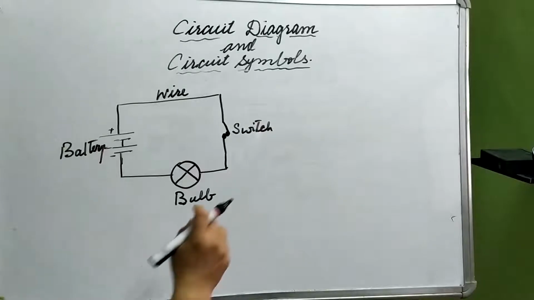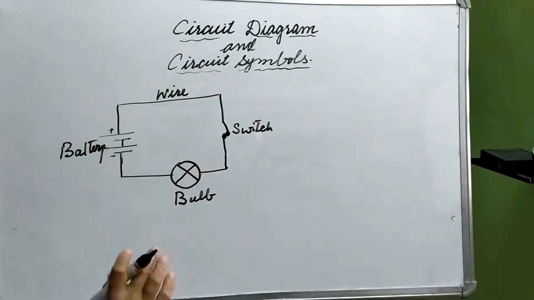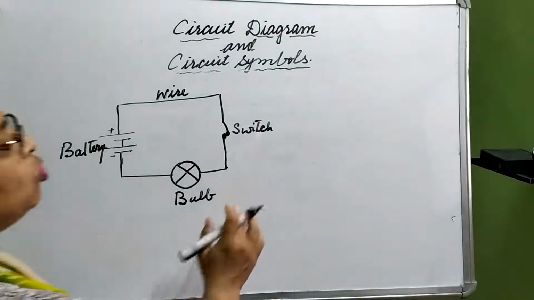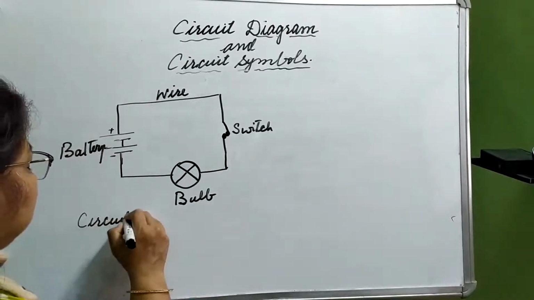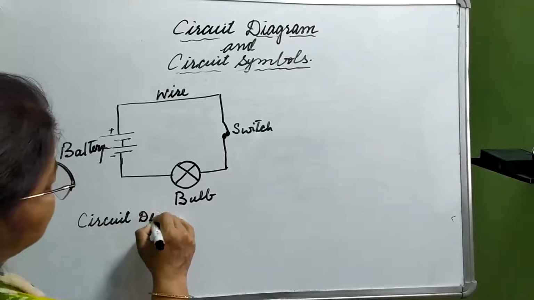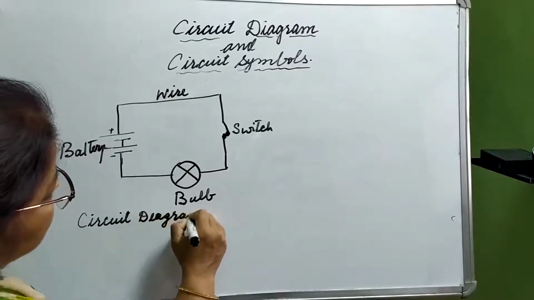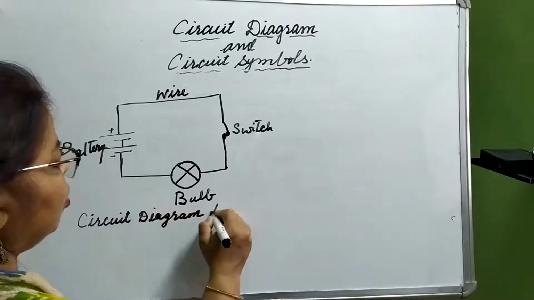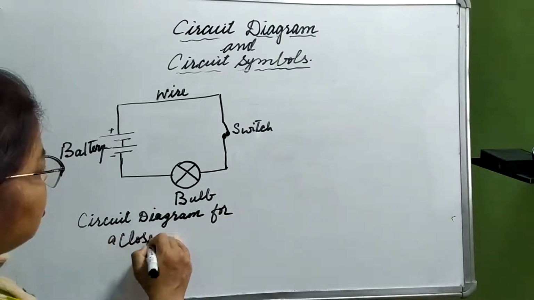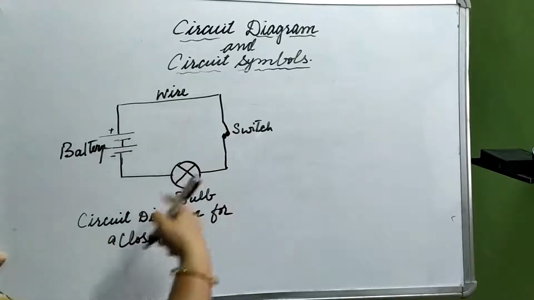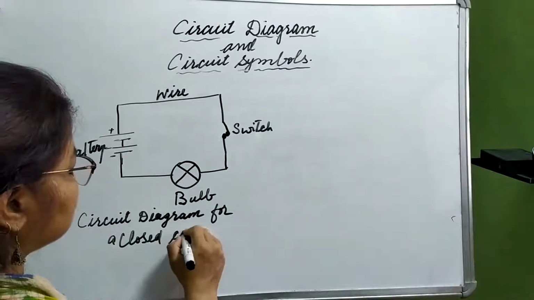Now let us make one more, and that circuit diagram would be for an open circuit. This is a circuit diagram for a closed circuit, when the current is flowing through all of the circuit. Closed circuit.